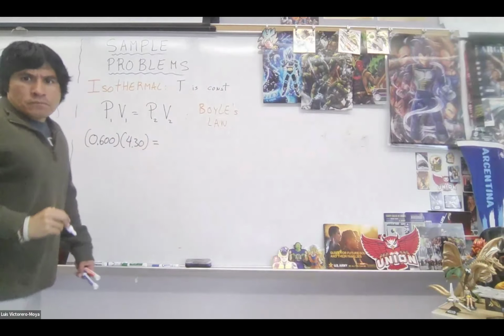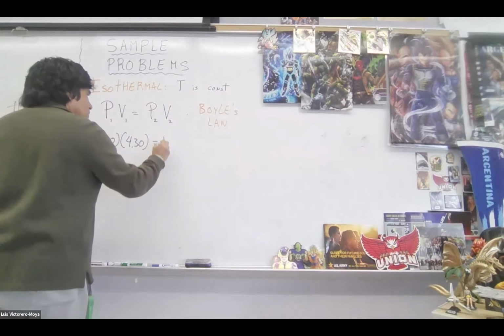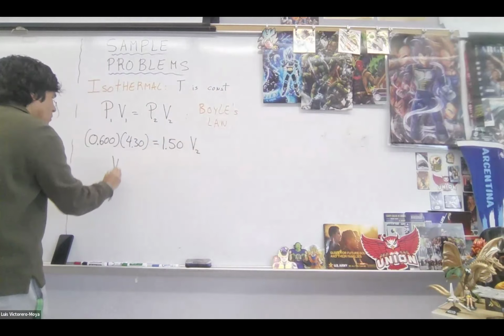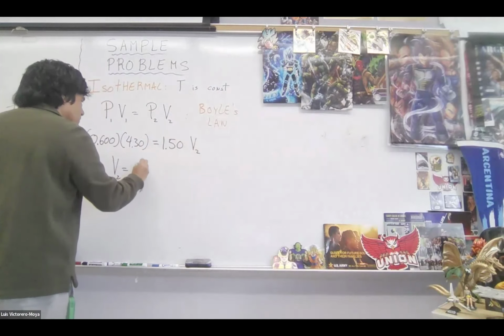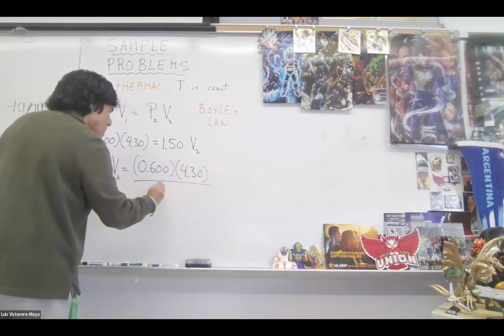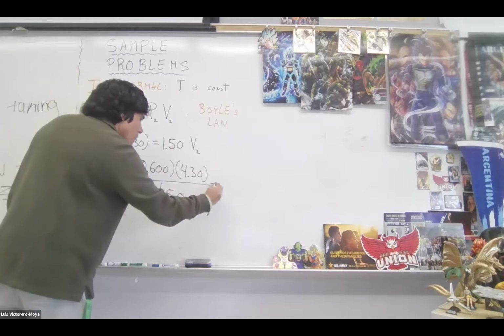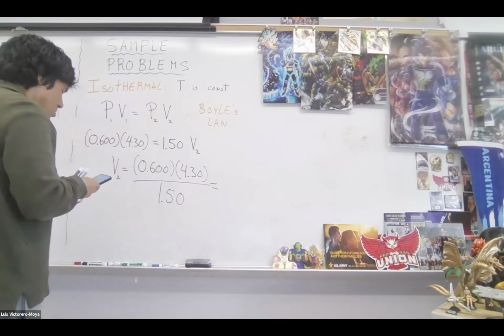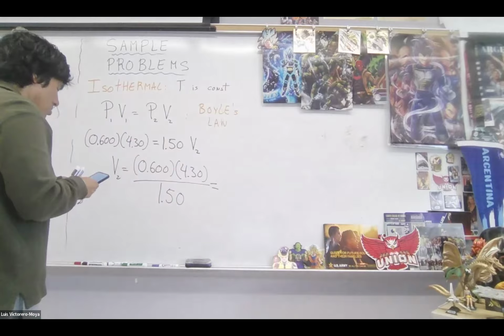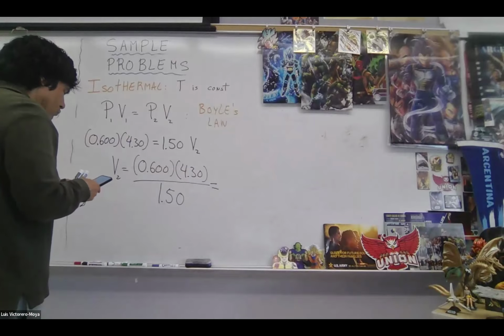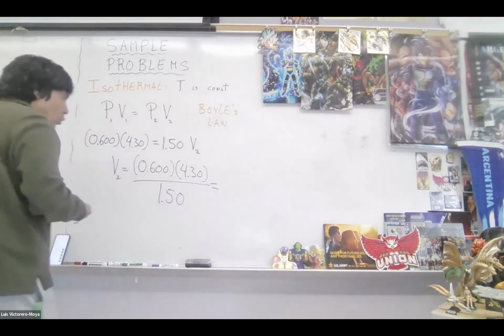Perfect. And then it drops to 1.50 times V2. So easy, right? V2 is this times this divided by 1.50. $1.72. Perfect.